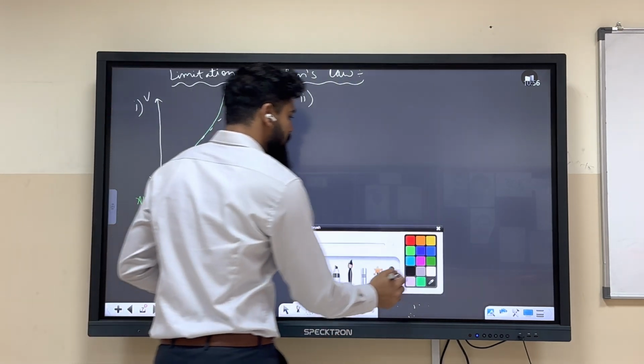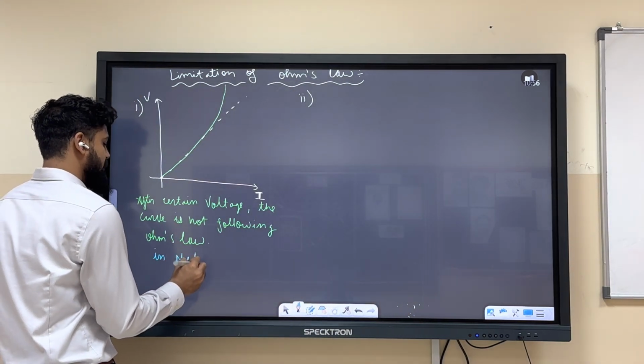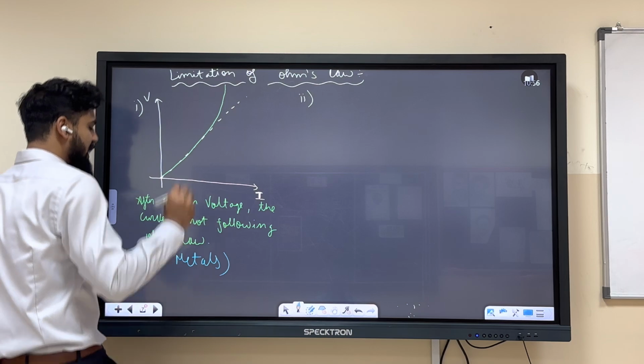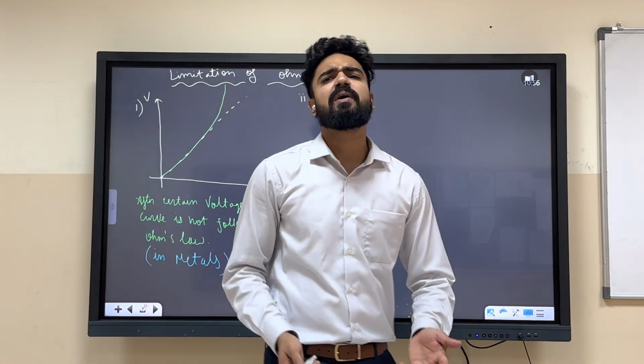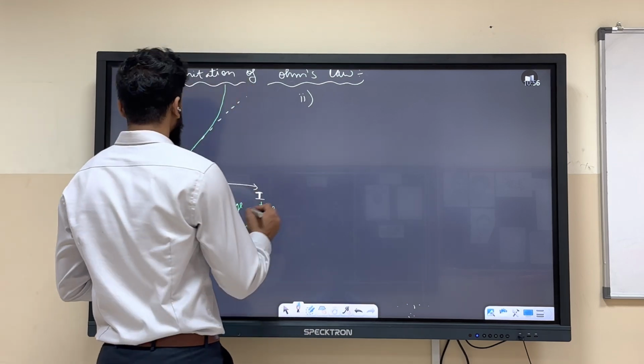Now, second thing, this happens where? In conductors, in metals. Like what? Copper, iron, aluminium, gold, silver, all of them pass. Now, second.